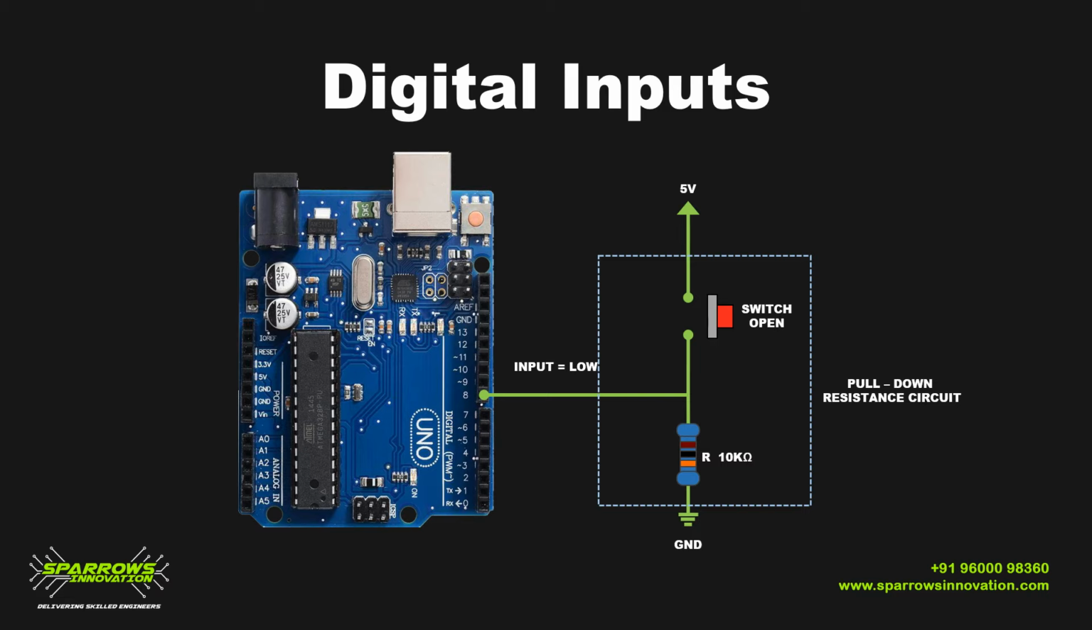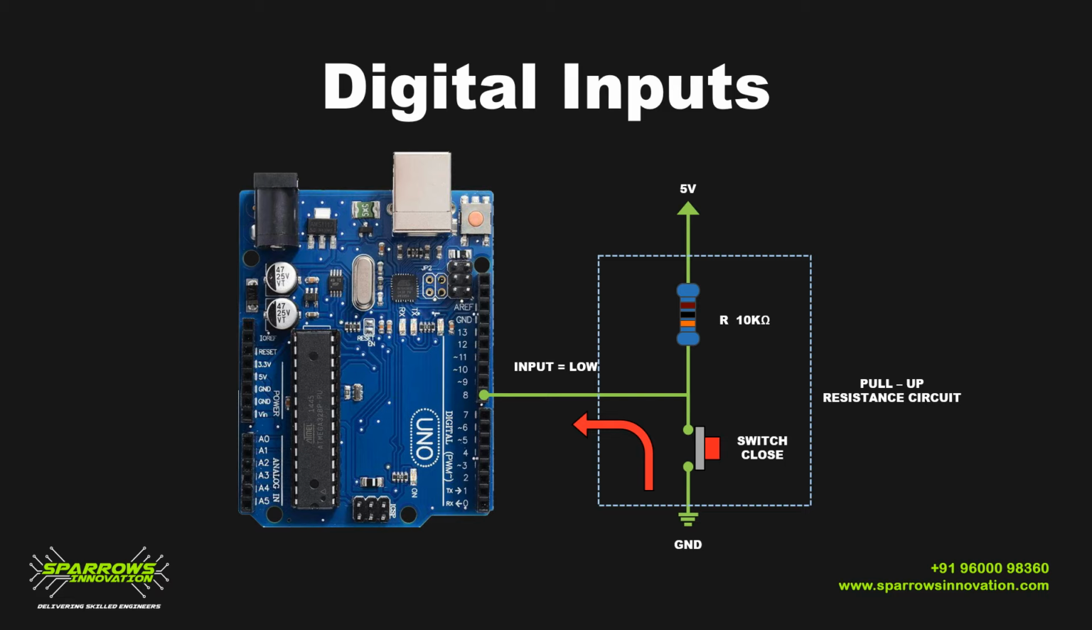And the opposite of this circuit is pull up, where the switch will be connected to ground and the resistor will be connected to 5 volt. So in this sequence, when the switch is open, the input will be high, and when the switch is closed, the input will be low. This is a pull up resistance circuit.